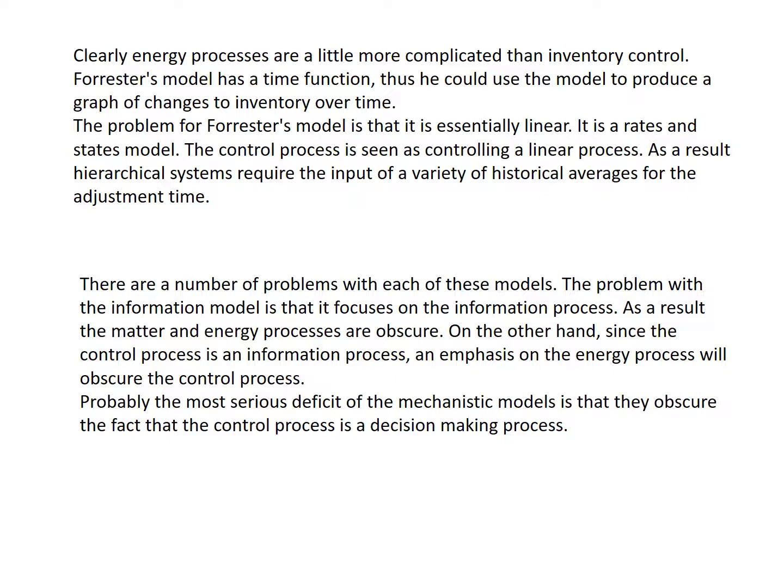There are a number of problems with each of these models. The problem with the information model is that it focuses on the information process. As a result, the matter and energy processes are obscure. On the other hand, since the control process is an information process, an emphasis on the energy process will obscure the control process. Probably the most serious deficit of the mechanistic models is that they obscure the fact that the control process is a decision-making process.